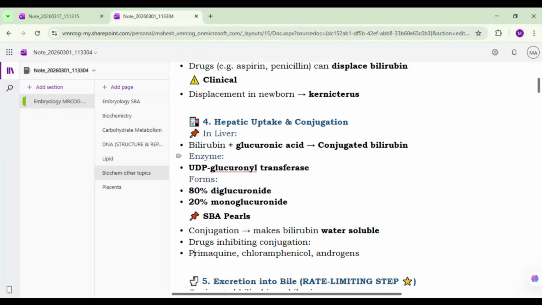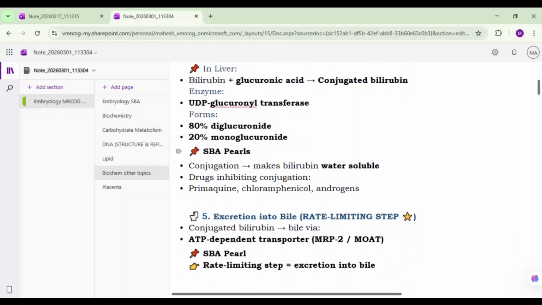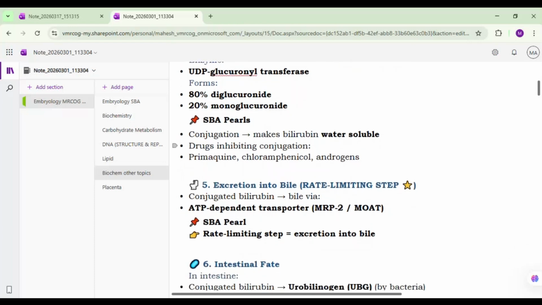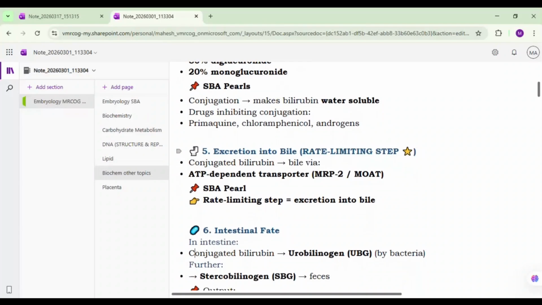The enzyme responsible is UDP-glucuronyl transferase, and 80% is in the diglucuronide form, and 20% is in the monoglucuronide form. Okay, so conjugation makes the bilirubin water soluble, and the drugs inhibiting the conjugation are primaquine, chloramphenicol, androgens, etc. Okay, so the next step is excretion into the bile. Conjugated bilirubin is excreted via an ATP-dependent transporter, that is MRP2 and MOAT. So the rate limiting step here is excretion into the bile.